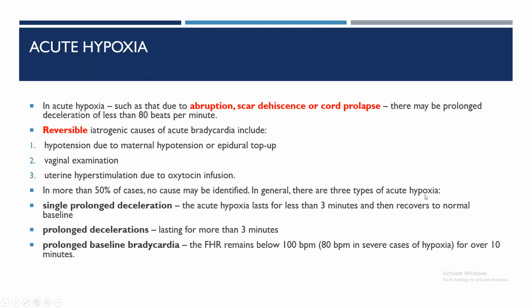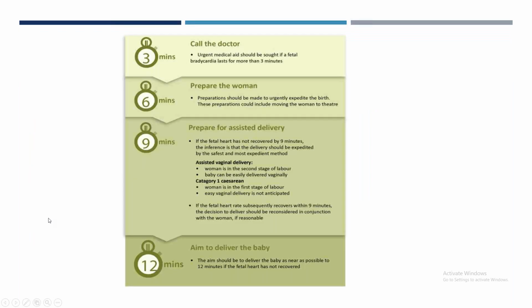So how will this acute hypoxia manifest? It can be a single prolonged deceleration, that is more than 3 minutes, repeated prolonged decelerations, or prolonged baseline bradycardia. So these are the three patterns in which acute hypoxia can manifest. So this is the CAMS, that is the 3, 6, 9, and 12 rule.